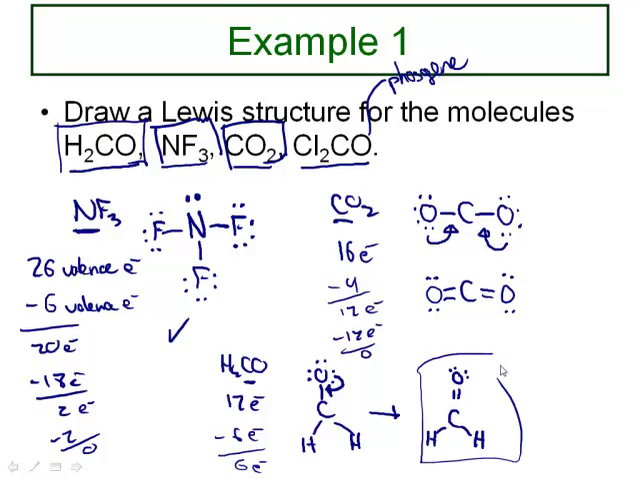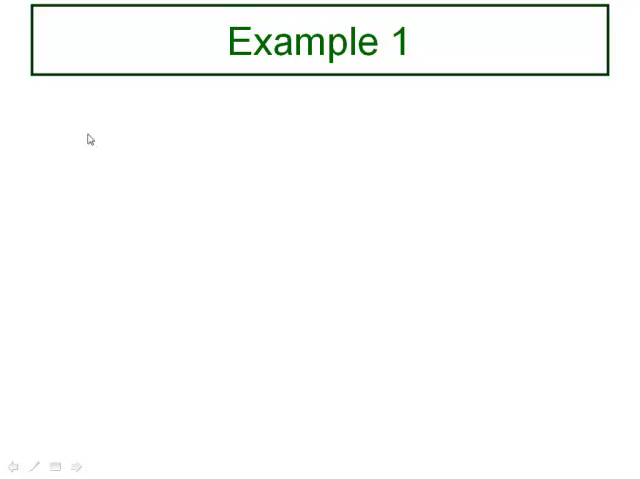Okay, guys. Here's what I want you guys to do. Pause the podcast, and I want you guys to try to draw the Lewis structure for Cl2CO. This is phosgene, a chemical weapon. Do that, and I will come back and then restart it after you guys have done that, and I will go through the solution with you. So pause. Okay, guys, now we're back.